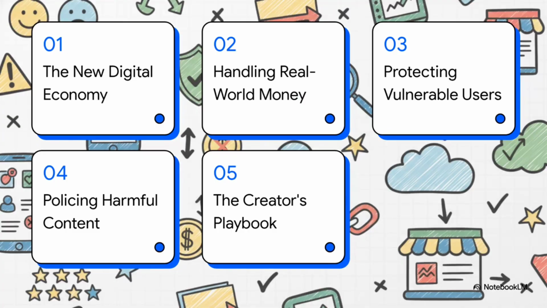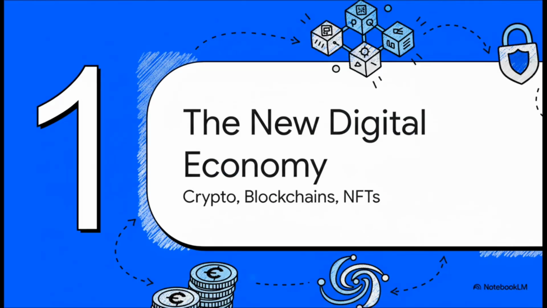So in this explainer, we're going to break down 5 absolutely critical areas. We'll start with a new digital economy, then move to handling real-world money, protecting vulnerable users, policing harmful content, and we'll finish up with the creator's playbook for UGC and AI. Okay, let's dive right in.